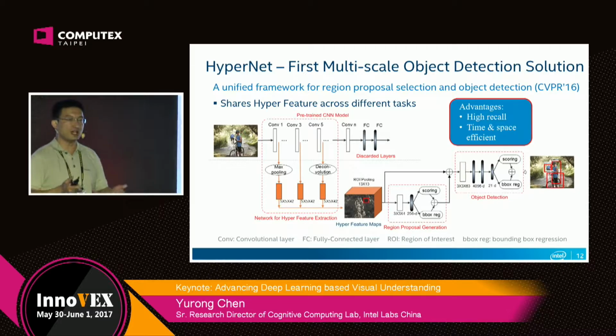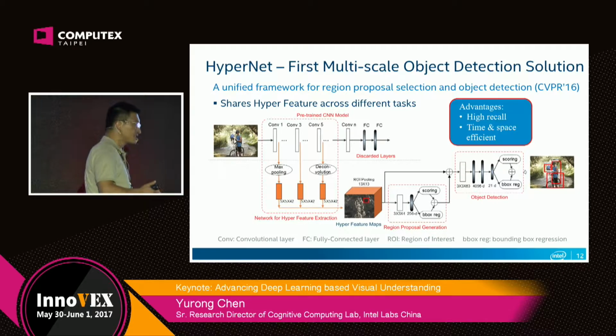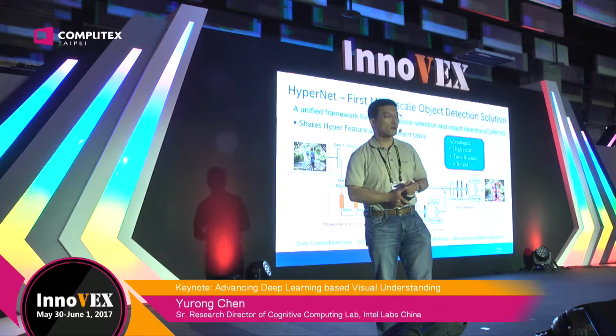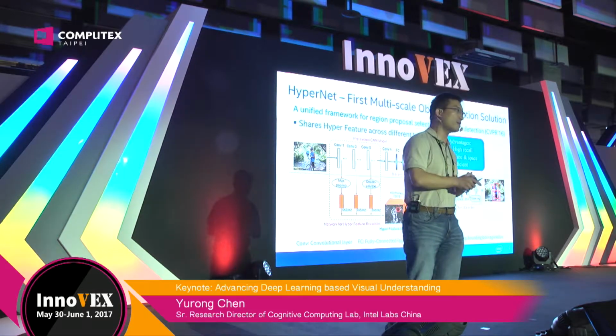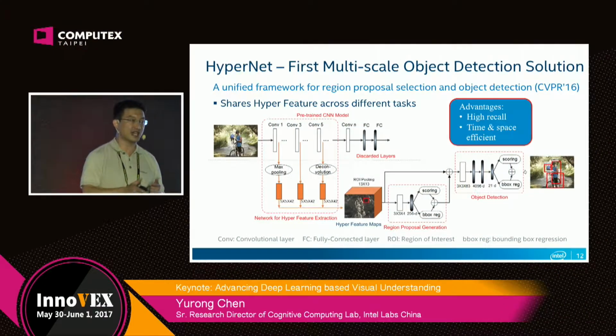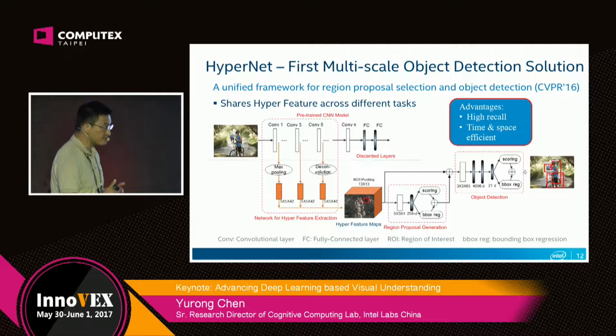Compared to the famous R-CNN solutions, it has two advantages. First, it has high recall with a smaller number of region proposals, which means we can use much fewer region proposals to achieve high detection accuracy. Second, detection is much more efficient, both in space and time.